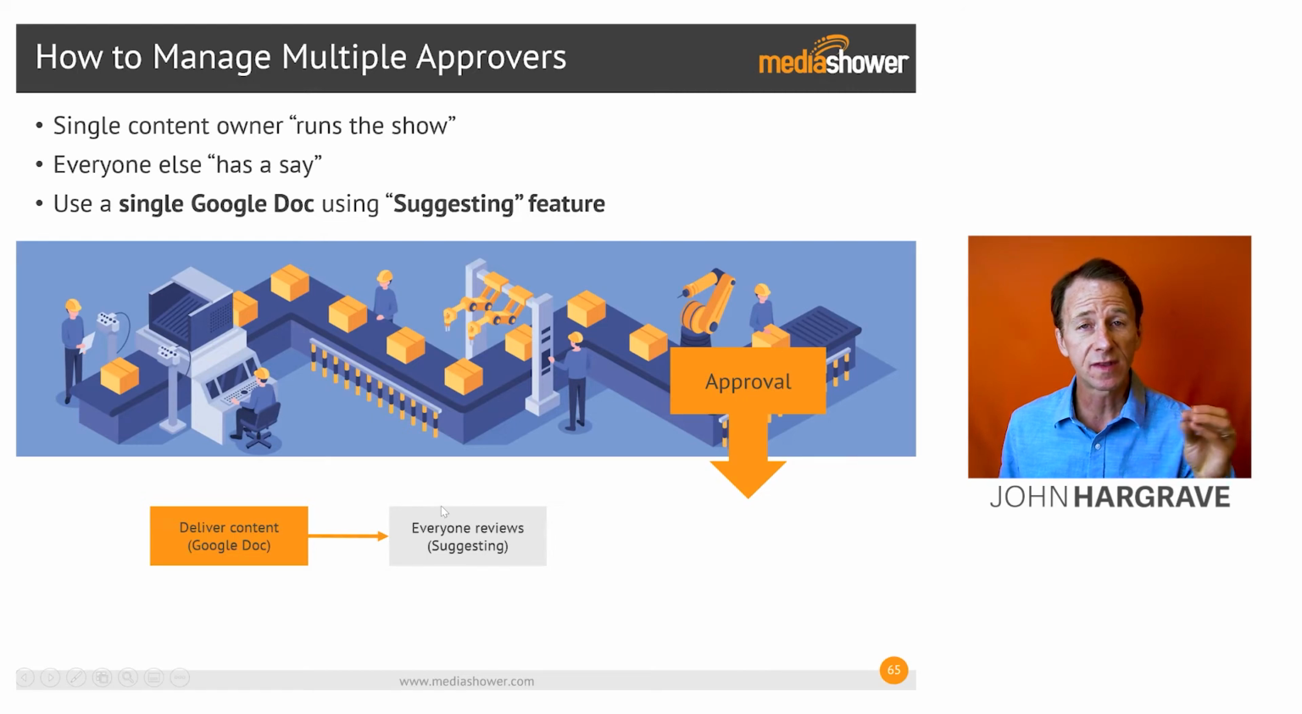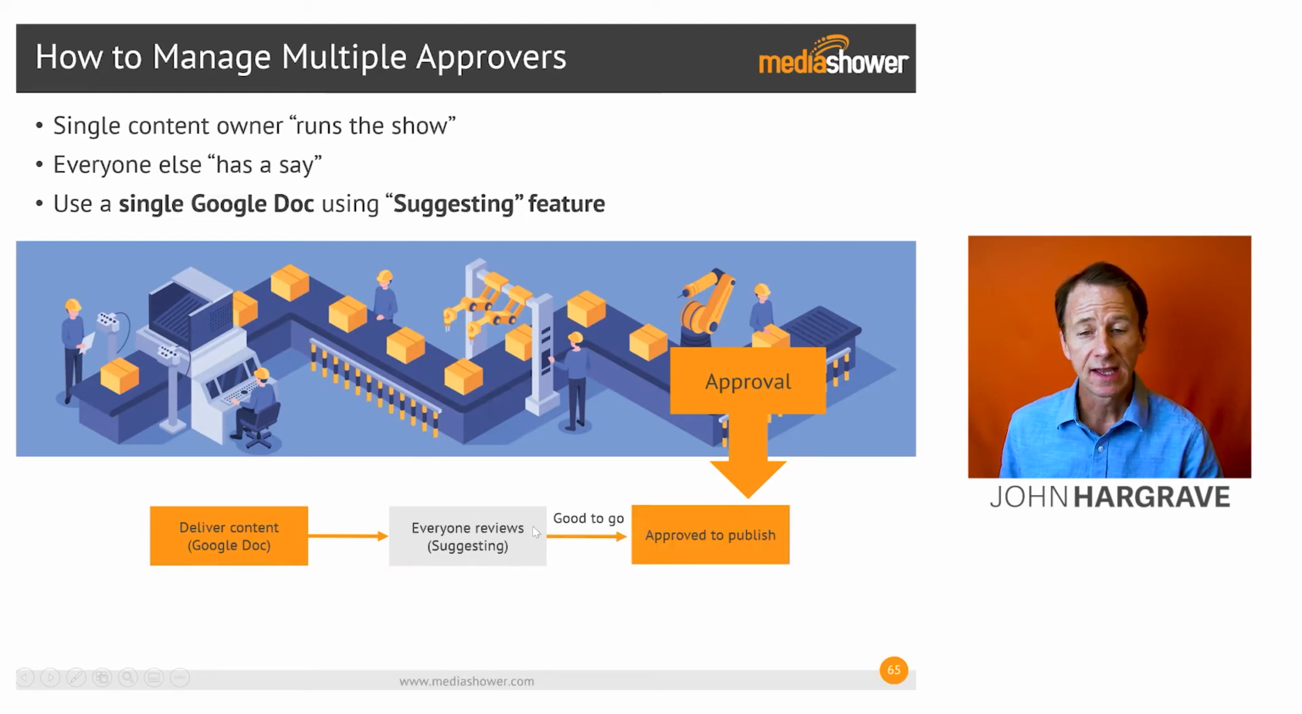Everyone is going to review with the suggesting feature turned on. And the gray is what's being done internally at a client. The orange is what we are doing at Media Shower. So we've delivered the content. The single content owner has coordinated everyone's reviews. If everything is good to go, then it's approved to publish and it goes on to the final step of the assembly line.